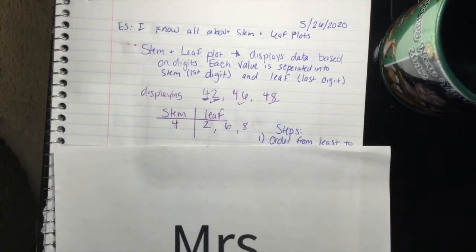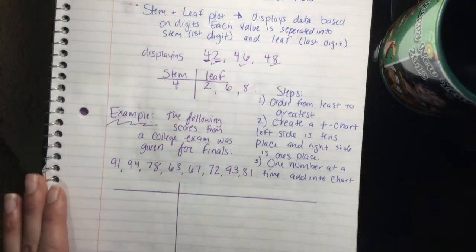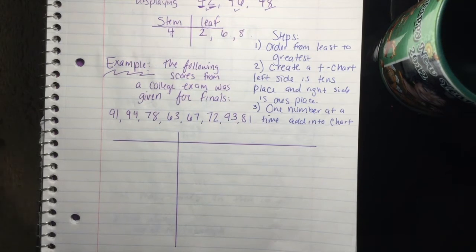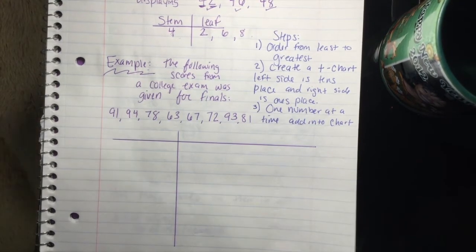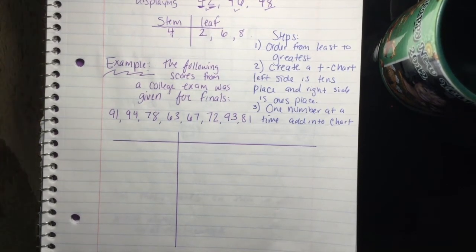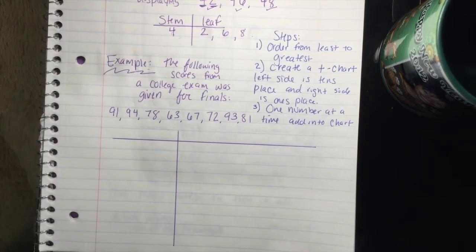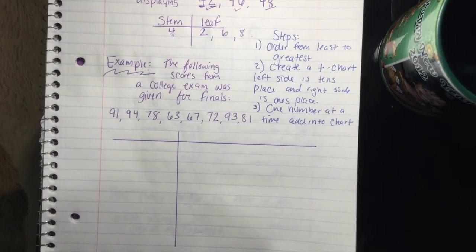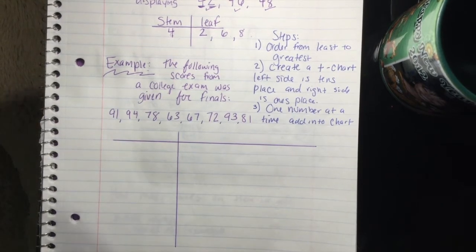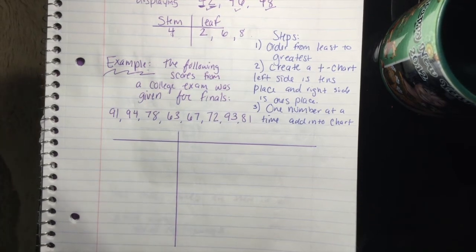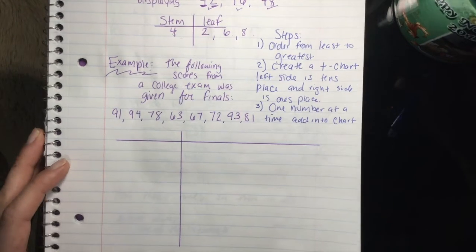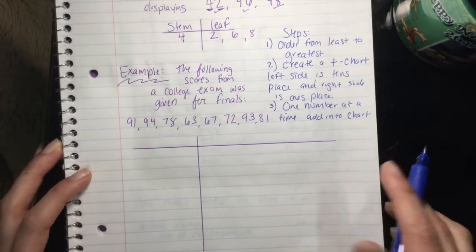So we're just going to get right to it. If you want to pause the video right here and write this all down, you can. The following scores are from a college exam that was given during finals. Let's go through the steps. Our first step is to order the numbers from least to greatest. It's always going to be your first step when displaying data: order your numbers.